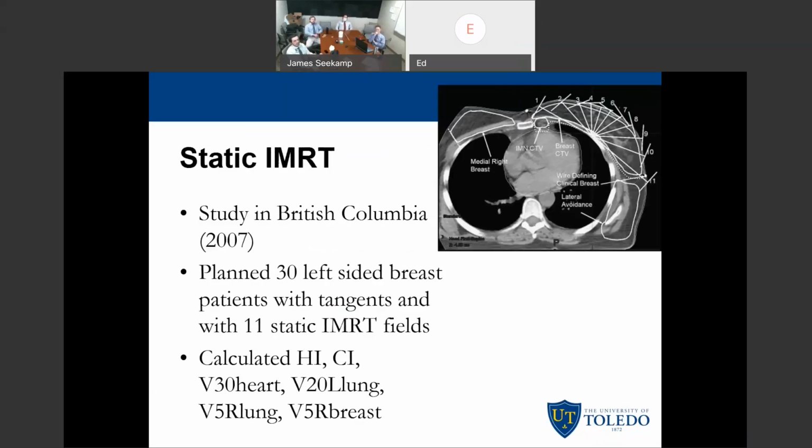So just investigating some of the ways that people were doing static IMRT breast. There's a paper out of British Columbia where they investigated a bunch of patients using 11 static fields, where they planned 30 different left-sided breast patients. And they planned this with traditional tangents and with static IMRT. And they calculated the homogeneity index, the conformity index, V30 of the heart, V20 of the left lung, the V5 of the right lung, and V5 of the right breast.